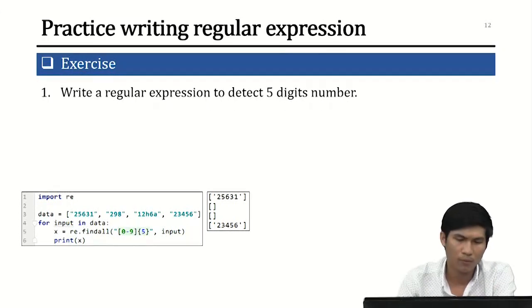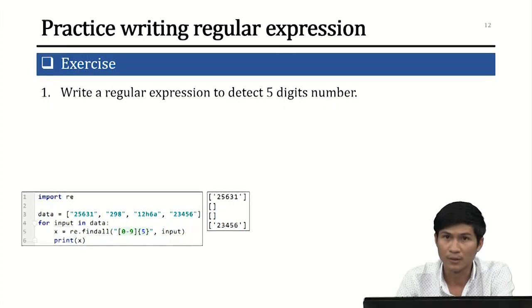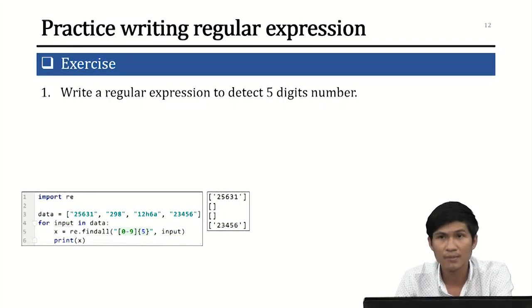So what is the output of this sample code? It will give you the matchings. So if there is no matching, you will obtain an empty array. But if it is matched, you will get an array containing the matching value.